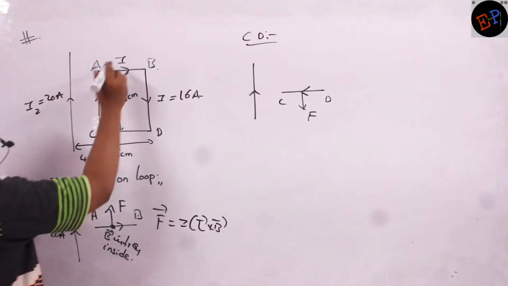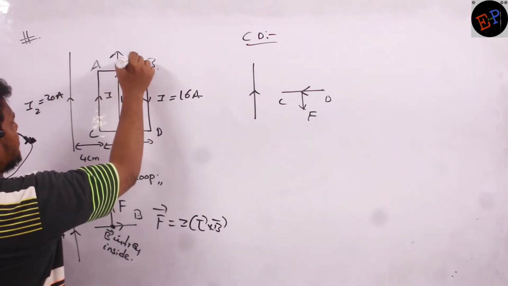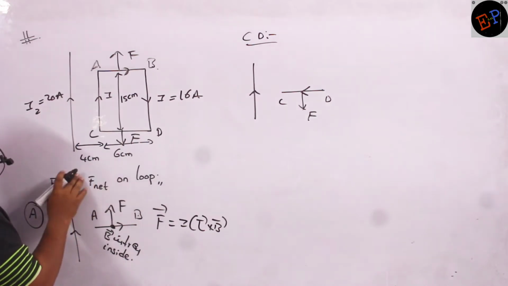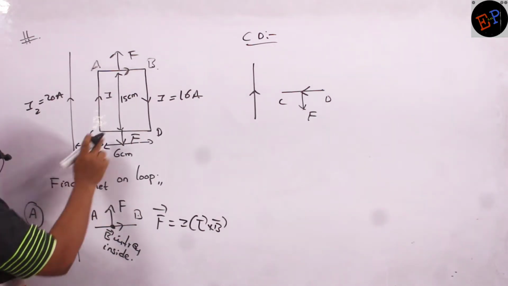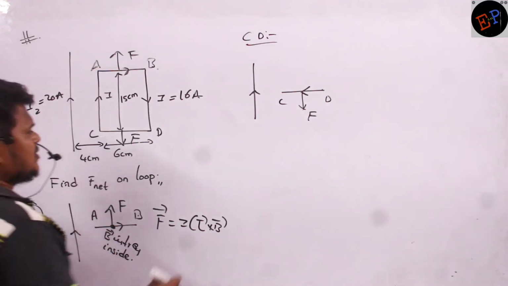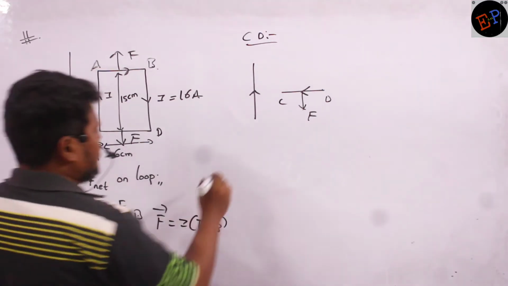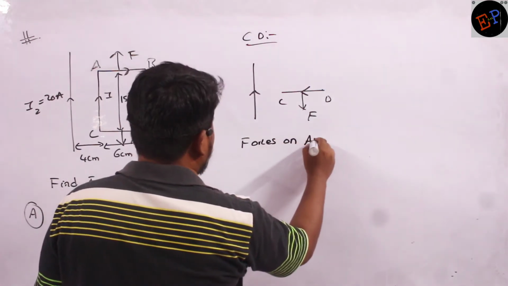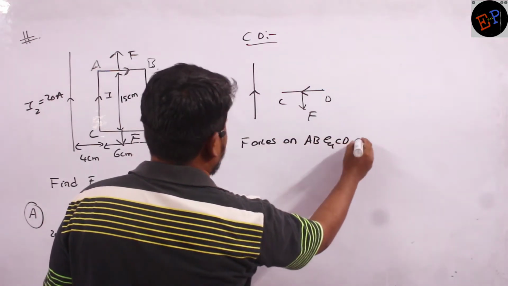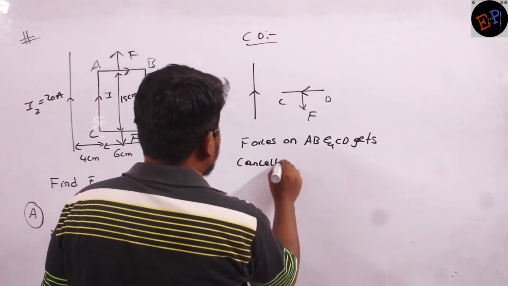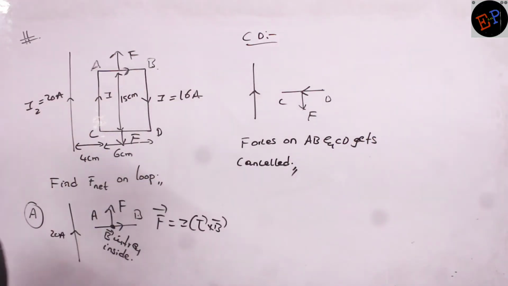It means on AB force is acting in this direction and on CD force is acting in exactly the opposite direction. So what can I say? These two forces will get cancelled. Are you able to understand, ma'am? So therefore, forces on AB and CD get cancelled. Are you able to understand?